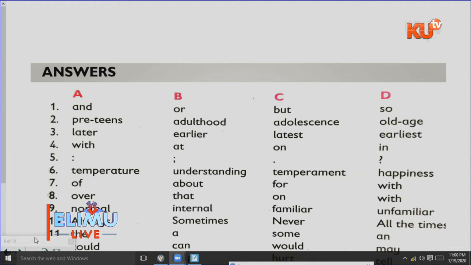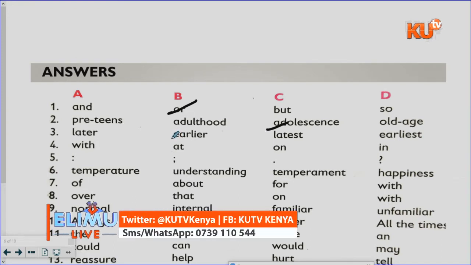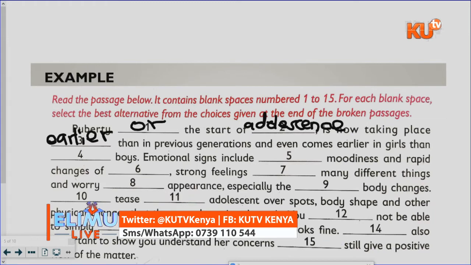For example, in number 1, I chose or, so I'll come here to or and mark it this way. So you just mark it that way. Then the second one I picked was choice C, which is adolescence. So I'll come to adolescence and mark it. Then number 3, I picked earlier. I'll come to earlier and mark it. Then after I have marked it, I go back to my exercise and fill in those words there the way I have done.